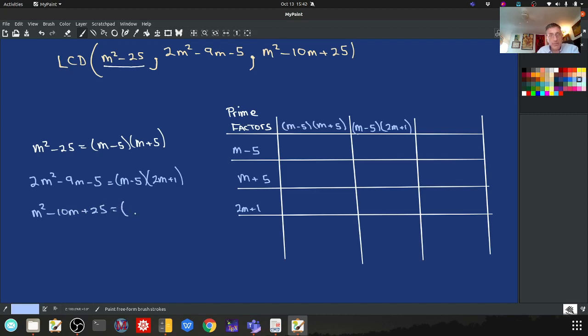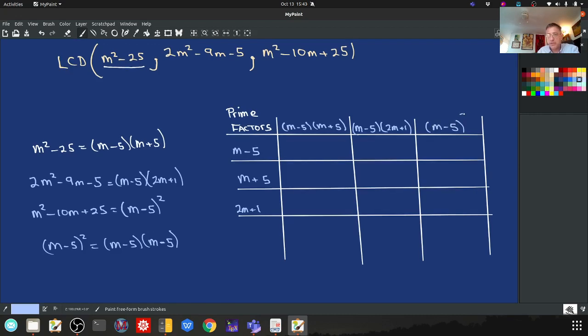If you think about special products, this is m minus 5 squared. So remember that m minus 5 squared is just shorthand for m minus 5 times m minus 5. And I already have m minus 5 in my list, so I'm just going to write m minus 5 squared up here. So now let's go down.